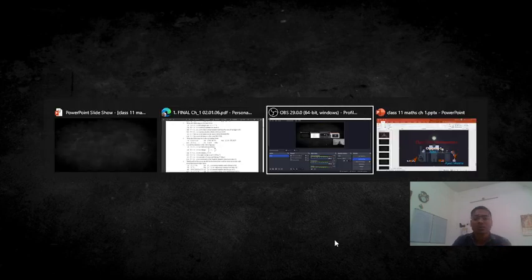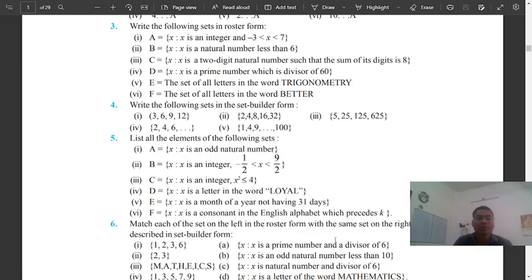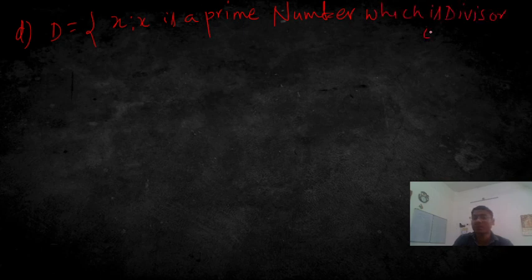Coming to our next question. The next question is D. x such that x is a prime number which is a divisor of 60. Okay, I'm changing the color of the pen. Now we have the D question which says x such that x is a prime number. So you will have to think of a prime number which is a divisor of 60. First I will tell you the prime numbers.